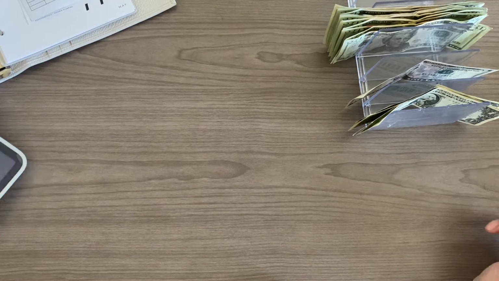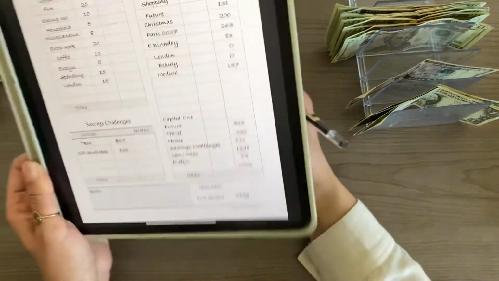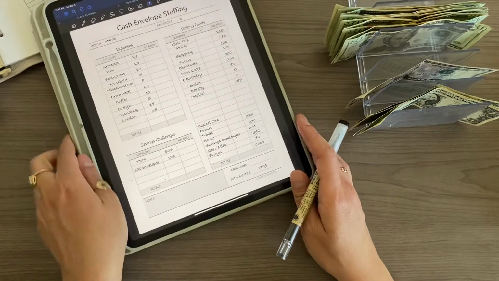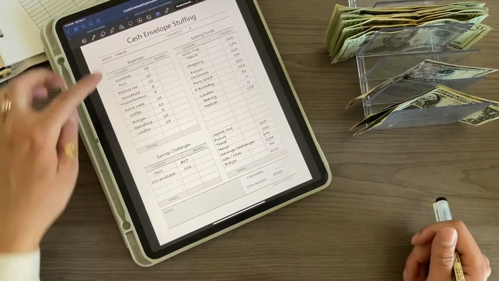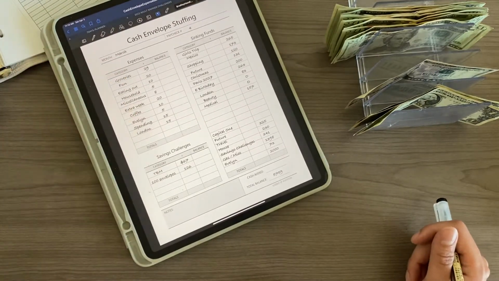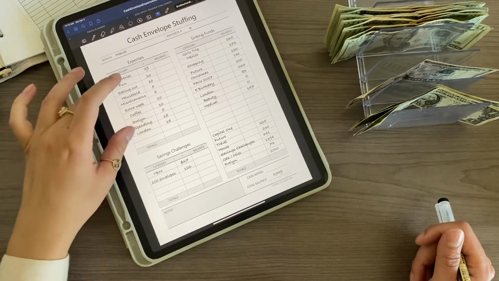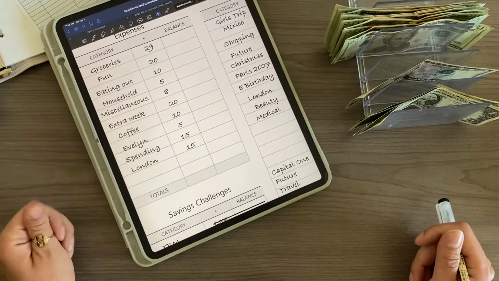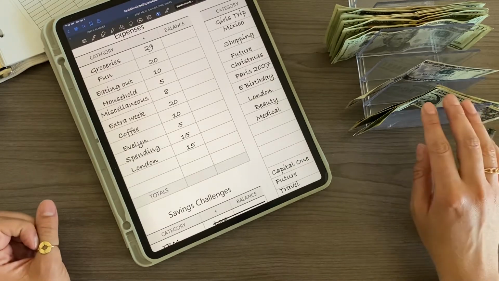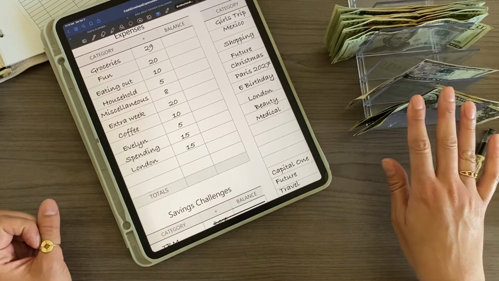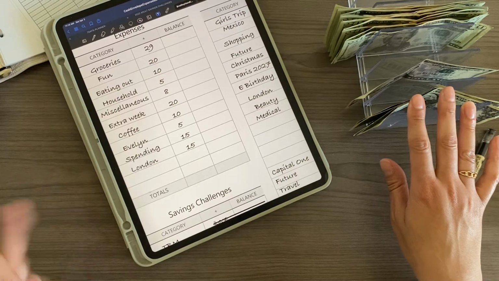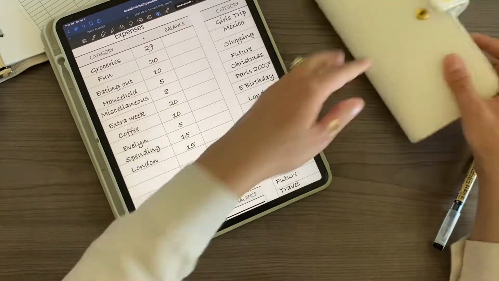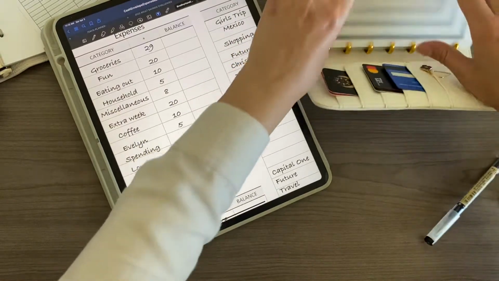All right, so I have my breakdown sheet here for my last week in March. These are the envelopes that I stuffed last week, and I want to go through and see what was actually left over from my cash envelopes. So this is cash that I'm getting ready to stuff for next week, but we're going to do that in a different video. So I'm going to put that aside and run through my wallet.